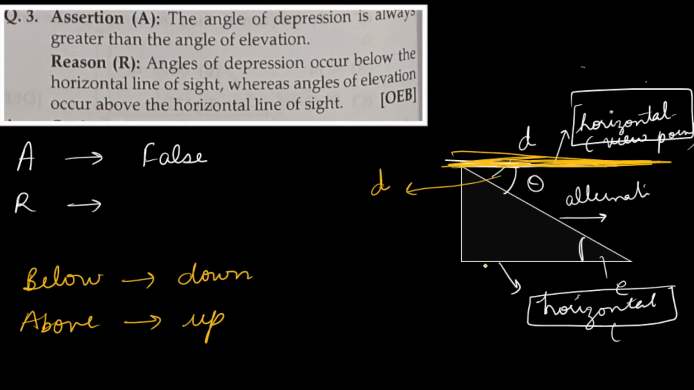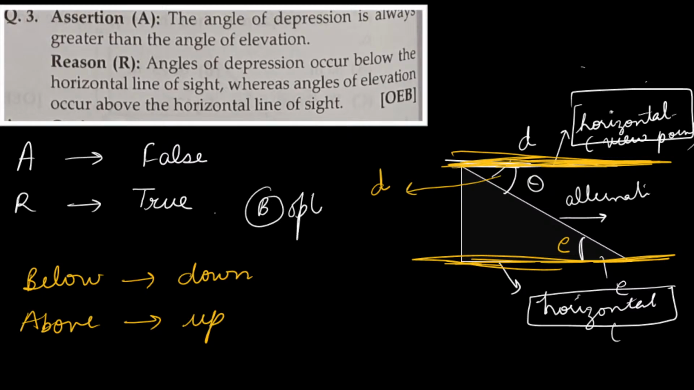On the other hand, this is a horizontal line again, and here I have the angle of elevation, with a small e I am writing. So this is above this line. Above means up. I hope it's clear now. So depression is below the horizontal line and the elevation angle is above the horizontal line of sight. So that means R is true. A is false, R is true. Is this question clear? So option B.